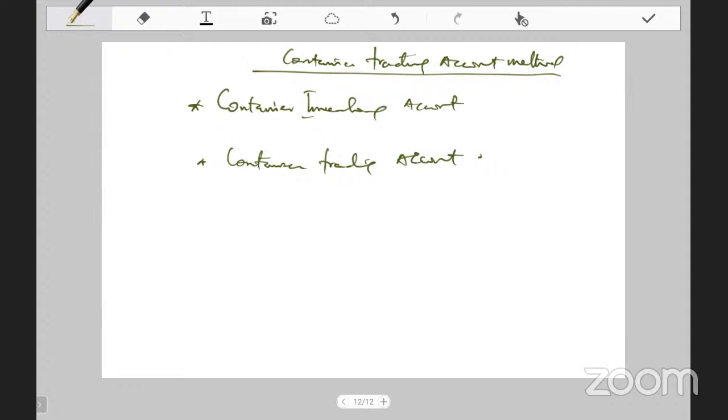He might give you a question, then you'll be told use container trading account method, or you'll be told prepare the following ledger: container inventory account, or they call it container stock account, and then container trading account. Once you see these two ledgers alone, that means the method the examiner wants to adopt is called container trading account method. Now, when you are accounting for container accounts, what you need to note is that there are three units of information you need.